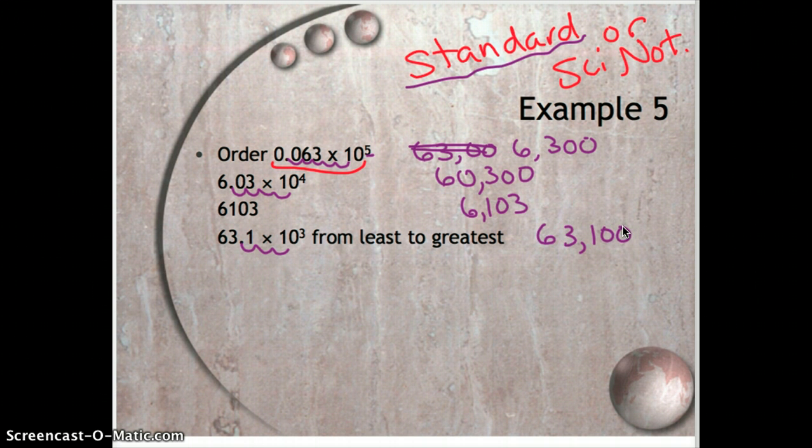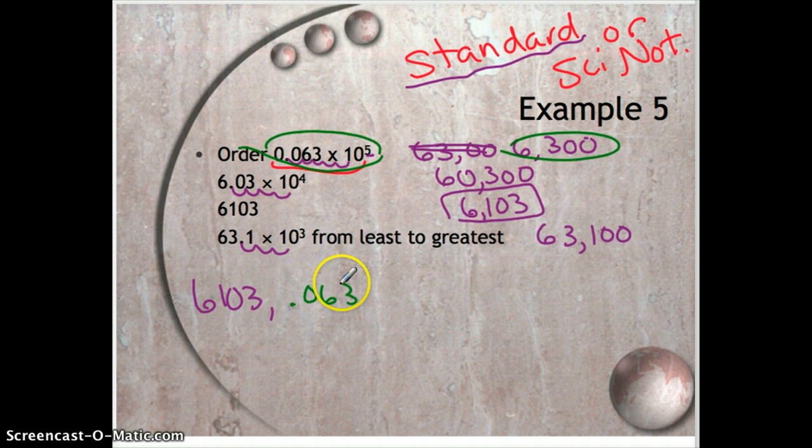63,100. So we can kind of see that least is this one, 6,103. Second least is this one, but when I list it, I want to go with whatever it showed me first. So 0.063 times 10 to the 5th is the second smallest number. Then 60,300. So that's going to be 6.03 times 10 to the 4th. And then finally, the last one, 63.1 times 10 to the 3rd. All in mixed up notations there.